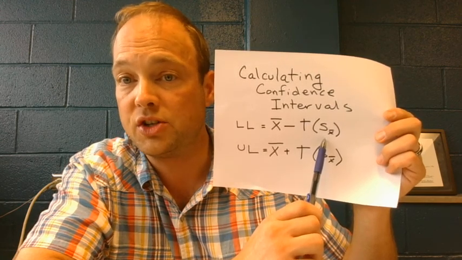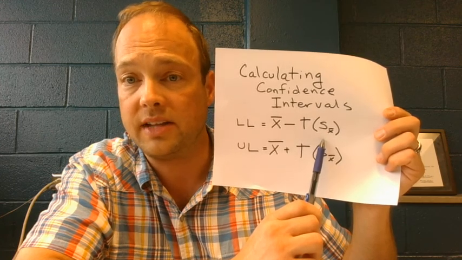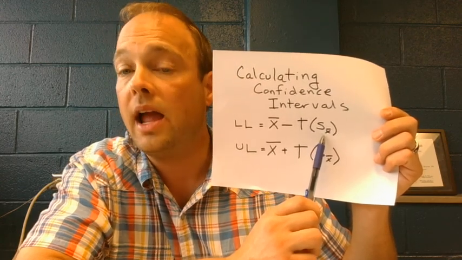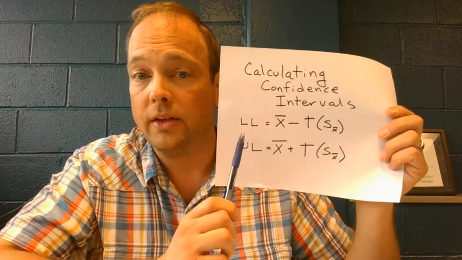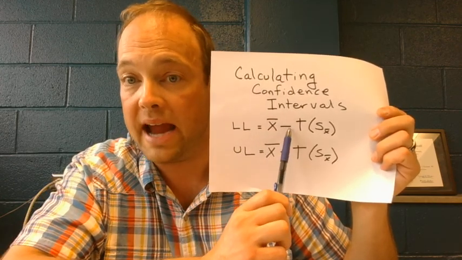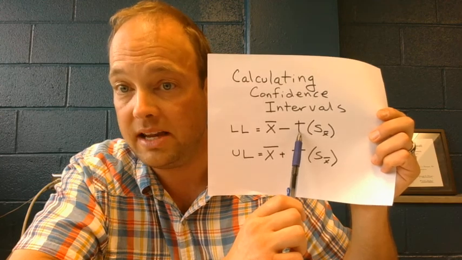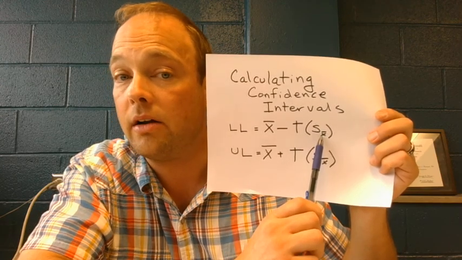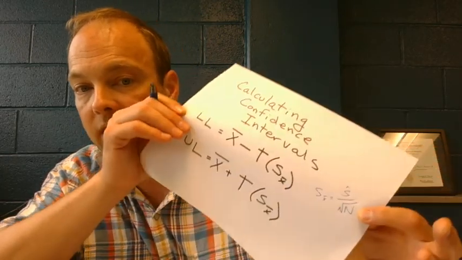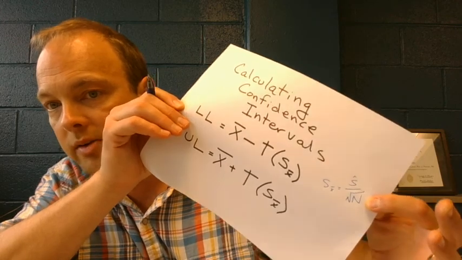It's yet another measure of dispersion, just like the range, the interquartile range, the variance, and the standard deviation. I have more than one YouTube clip devoted to the standard error, how to calculate it and what it means. So the lower limit is the sample mean minus a t-value from the table times the standard error of the sample. And as a refresher, the standard error for the sample equals the standard deviation divided by the square root of n.